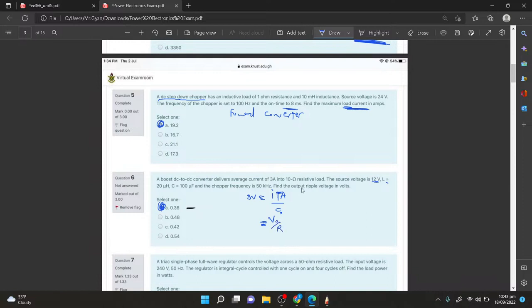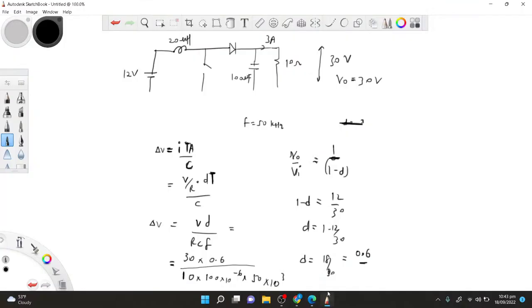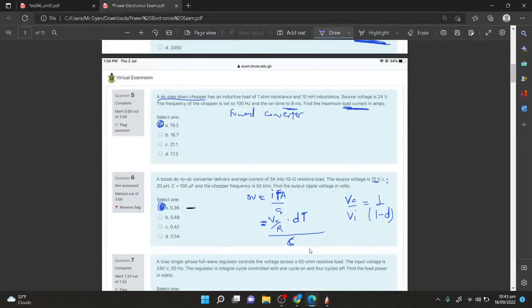Then times the time. The on time is DT. So times DT over C. Then I found my D. I know that for boost, V out over V in is equal to 1 over 1 minus D. So I use this to find my D, which I did. You get D to be 0.6.